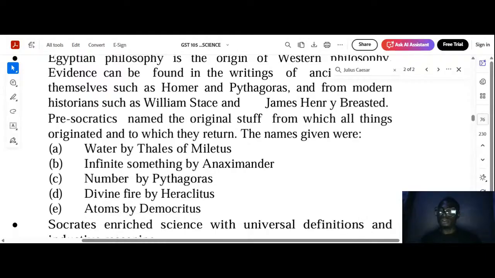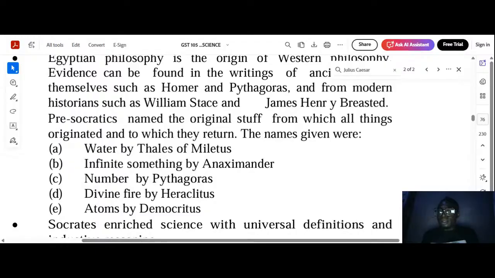They do ask questions on them. So the pre-Socratic philosophers that we're talking about, each of them has what they believe as the origin of life and where life will go back to. According to Thales of Miletus, the origin of life is water. So all of us in this world, we came from water and we will go back to water, according to Thales of Miletus.